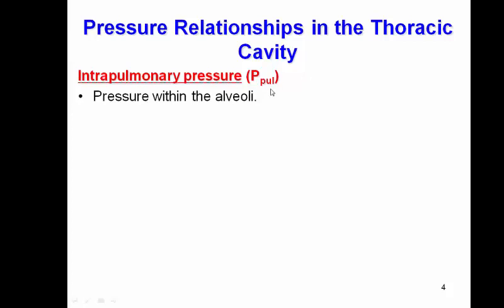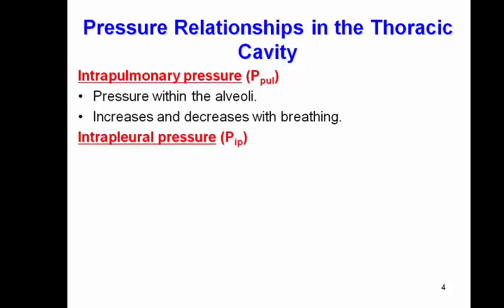The intrapulmonary pressure refers to pressure within the alveoli. In a previous video, we used the term alveolar pressure. So alveolar pressure and intrapulmonary pressure, these terms are going to be used interchangeably. Obviously this value changes, it increases and decreases with breathing, and is affected by muscular action, as we described in an earlier video with respect to the diaphragm and the other muscles, as well as the presence of molecules inside the alveoli.